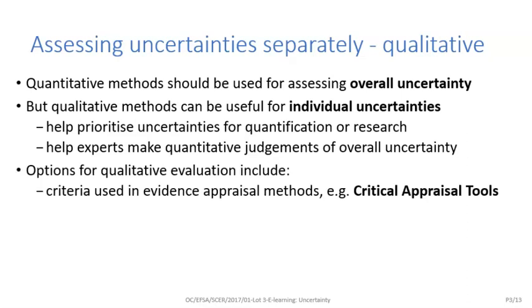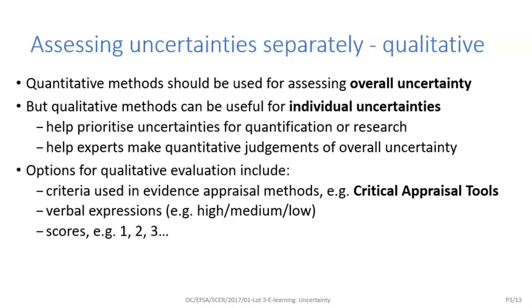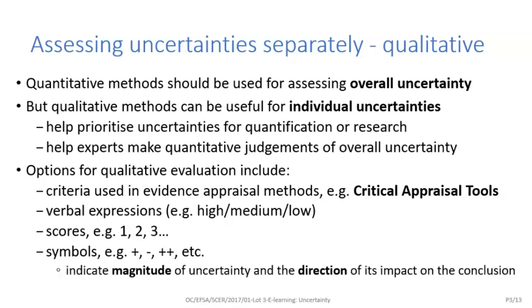Options for qualitative evaluation include criteria used in evidence appraisal methods, such as critical appraisal tools, verbal expressions, such as high, medium, or low, scores, for example 1, 2, 3, or symbols, such as plus, minus, 2 pluses, and so on, which can indicate the magnitude of uncertainty as well as the direction of its impact on the conclusion.